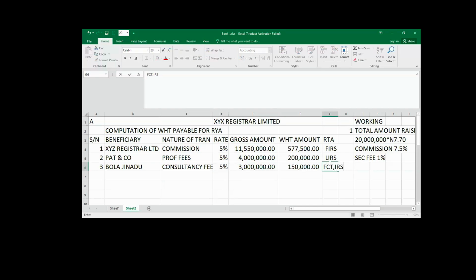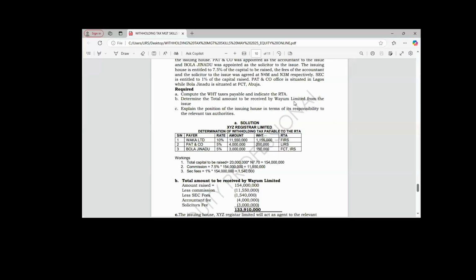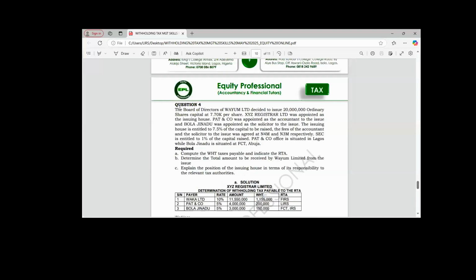Those are the withholding taxes that are due on this transaction. The B part is also asking us for particular information. We should calculate and determine the total amount to be received by Wahum Limited from the issue. Who is Wahum? Wahum is the owner of that share. How much are they going to receive from this issue?